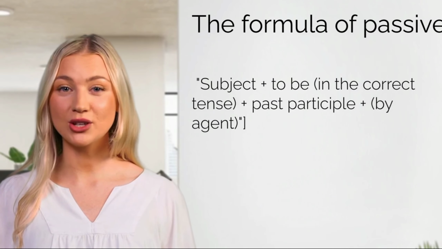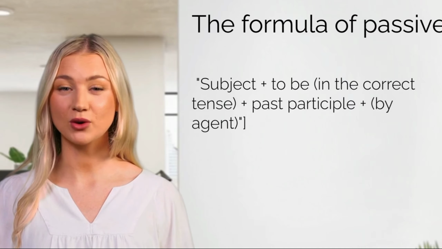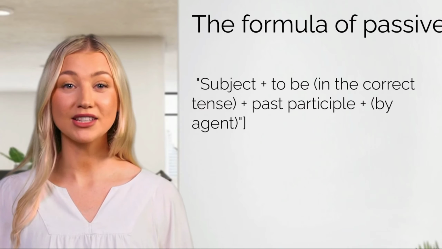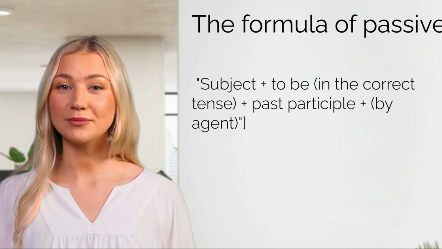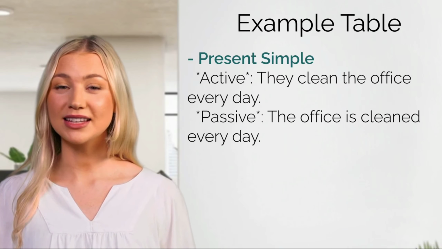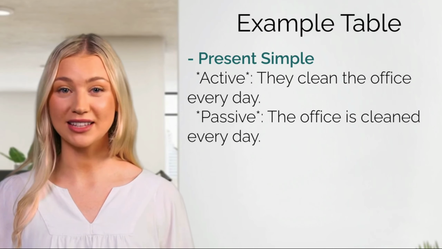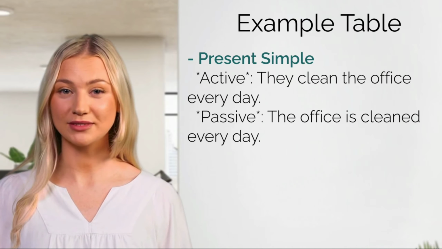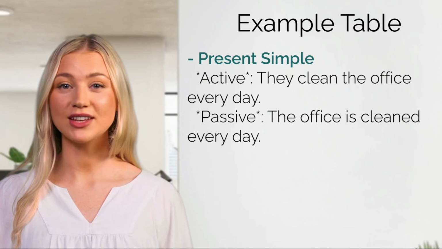Now let's break down the structure of the passive voice. The formula is simple. Subject plus to be in the correct tense plus past participle plus by agent. Example table. Present simple. Active, they clean the office every day. Passive, the office is cleaned every day.